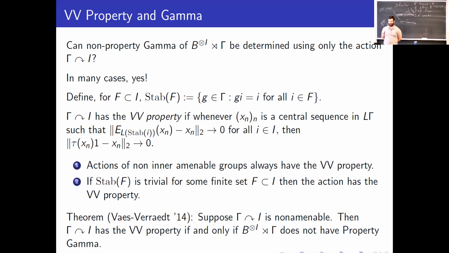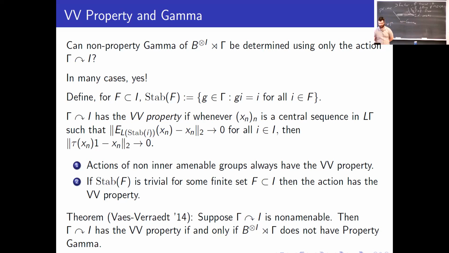So gamma acting on I has the VV property if whenever you take a central sequence in L gamma that is asymptotically in all the stabilizer subalgebras, then it's actually an asymptotically trivial sequence. I want to point out that this is obviously a very operator algebraic definition. There's an L gamma, there are conditional expectations, central sequences. This is not a very group theorist property. However, it is still a property of just the action on the index set. There's no B anywhere. It's just gamma and I.